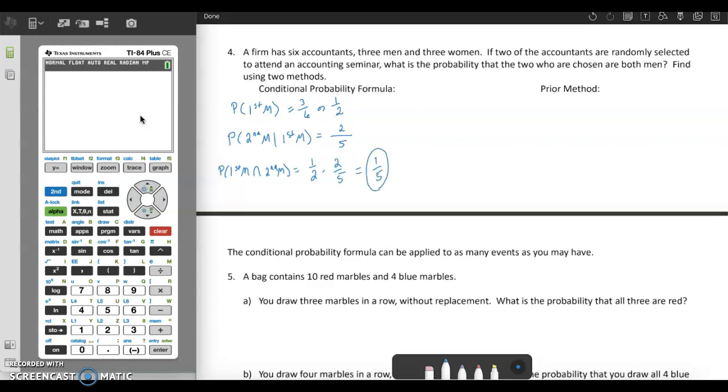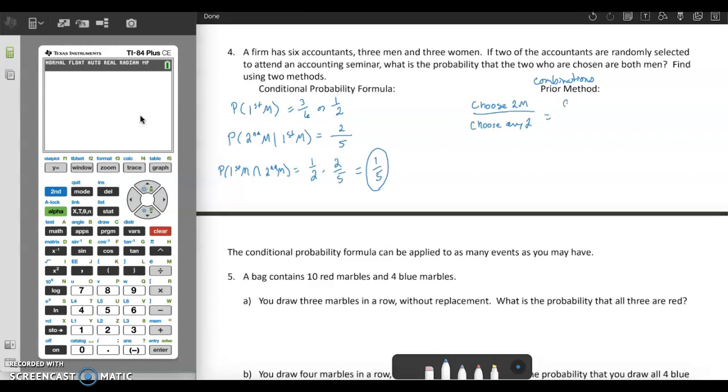Okay, what was a prior method where we had already done this? The prior method is using the idea of combinations. So that's the particular prior method. We could set this up as the fraction of how could we choose 2 men out of choosing any 2 people.